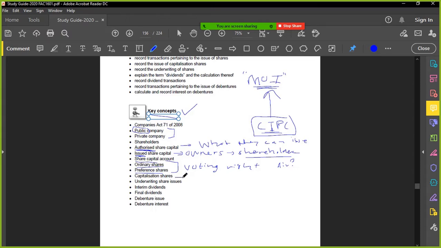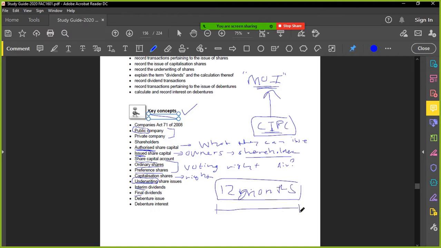Capitalization shares we spoke about when we looked at a rights issue. There was a note about that in your slides. Underwriting, we spoke about an underwriter. The underwriter's job is to make sure that the company that's issuing shares is going to have a fully subscribed issue. In other words, they get the capital that they want when they sell shares. Interim dividends. Dividends can be paid out during the year, and a final dividend is when the dividend is paid out at the end of the year. Remember, how long is the financial year? 12 months.